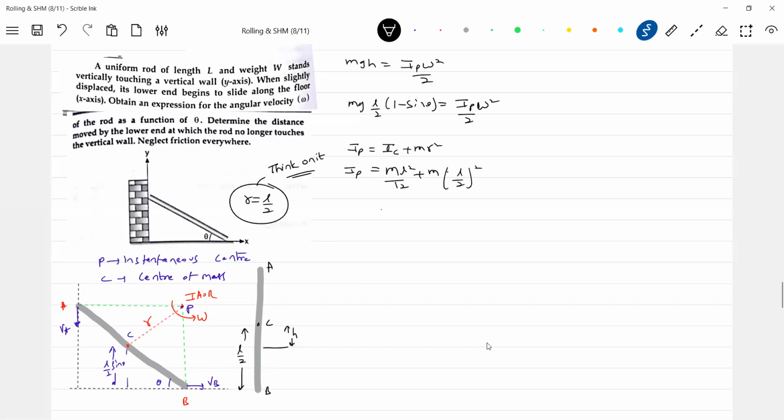Substituting the value of IP, this will become ml square by 3. This value of IP I'll substitute in this equation. mg L by 2 (1 minus sine theta) equals ml square by 3 into omega square by 2. So omega is equal to the square root of 3g by L into (1 minus sine theta). What is being asked? Obtain the expression for the angular velocity of the rod as a function of theta. Okay, this is one equation we got. Further, if you want, you can take the square root of it.